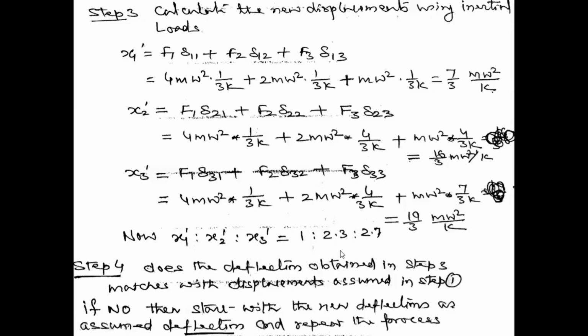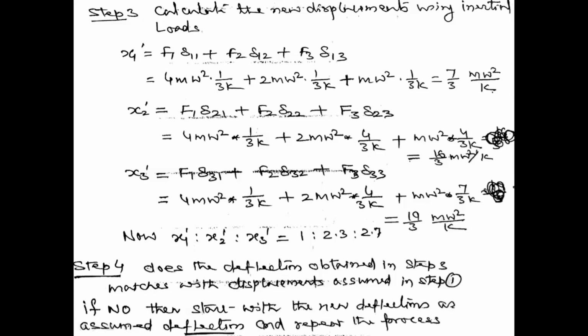Now, once these values are calculated, we take the ratio of these values. They come in the ratio of 1 : 2.3 : 2.7. Once you have calculated the ratio of the new deflections, you have to check whether the new deflections are the same as the assumed deflections. The assumed deflections were 1 : 1 : 1, whereas the new deflections come out to be 1 : 2.3 : 2.7. Remember that these new deflections are calculated based on the inertial forces. So these values of new deflections are not matching.